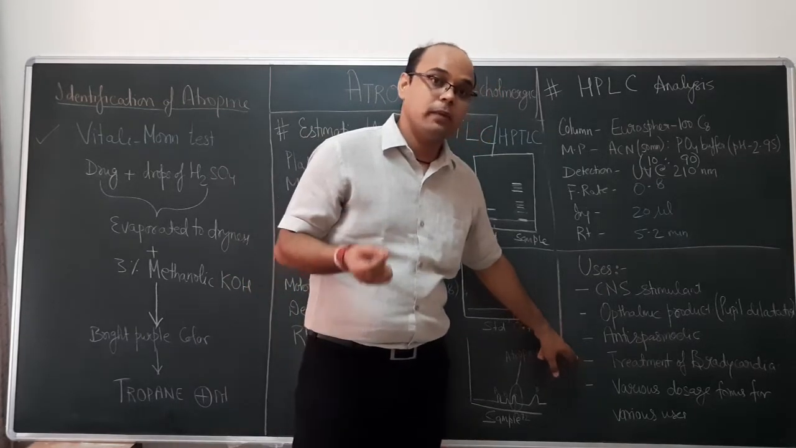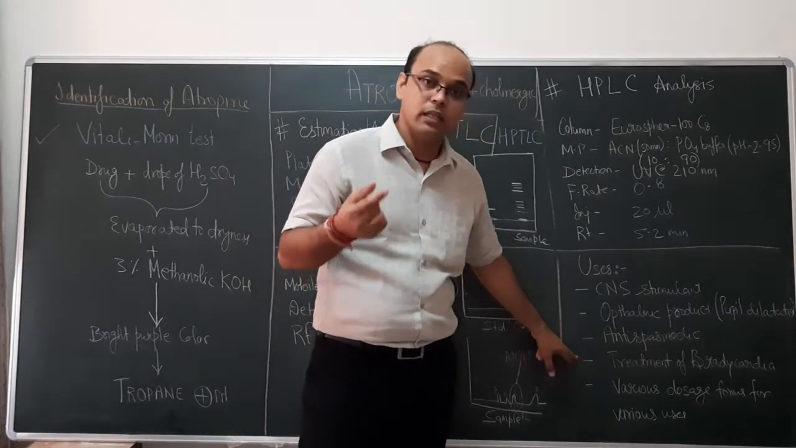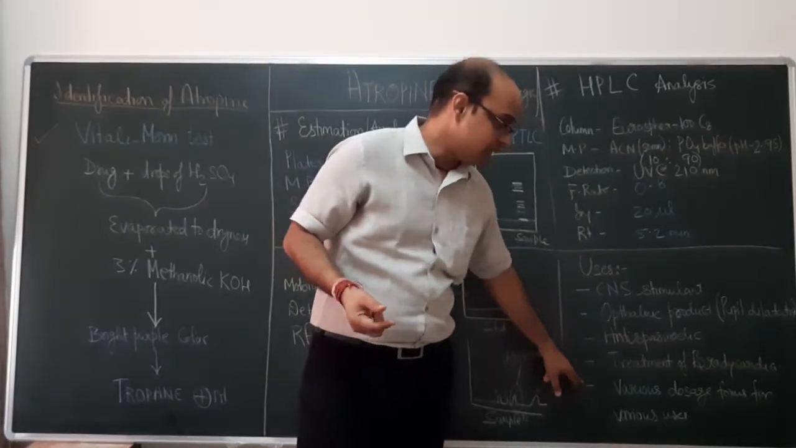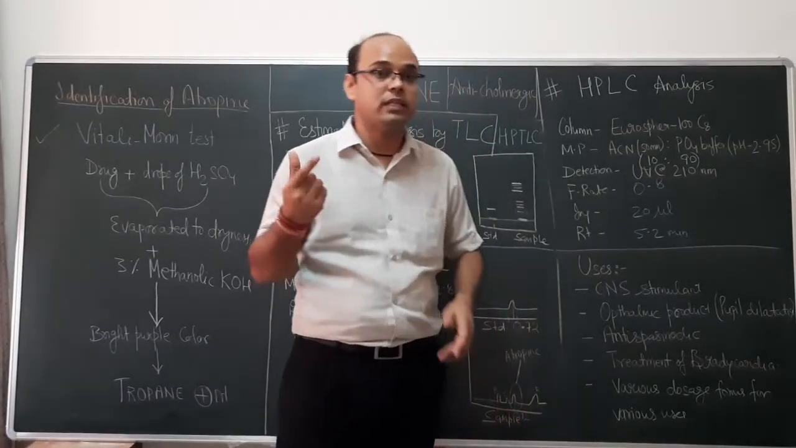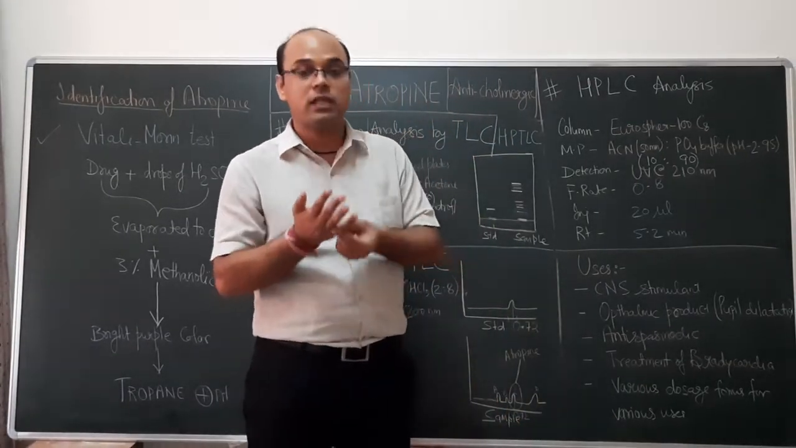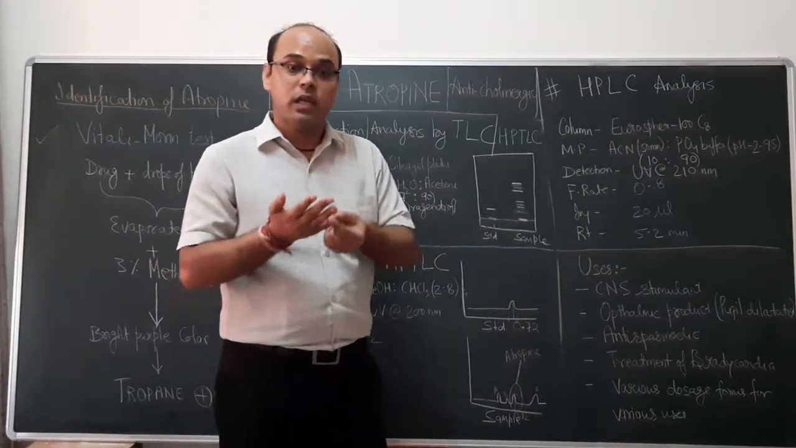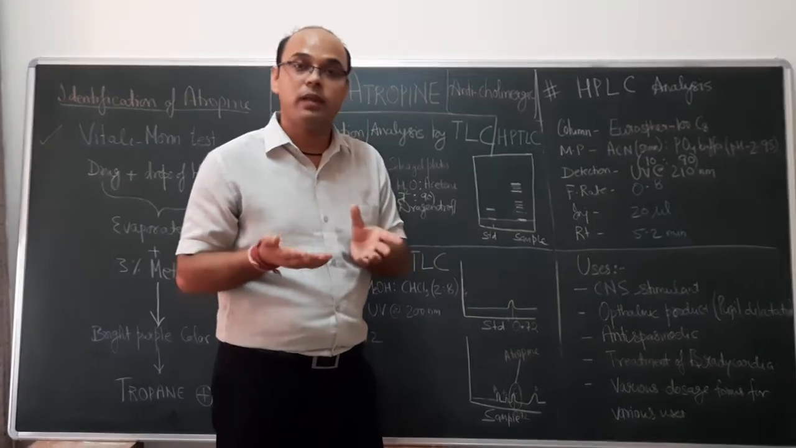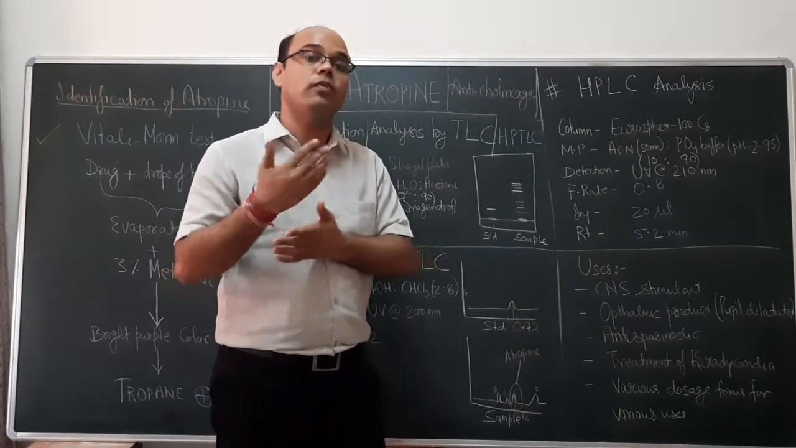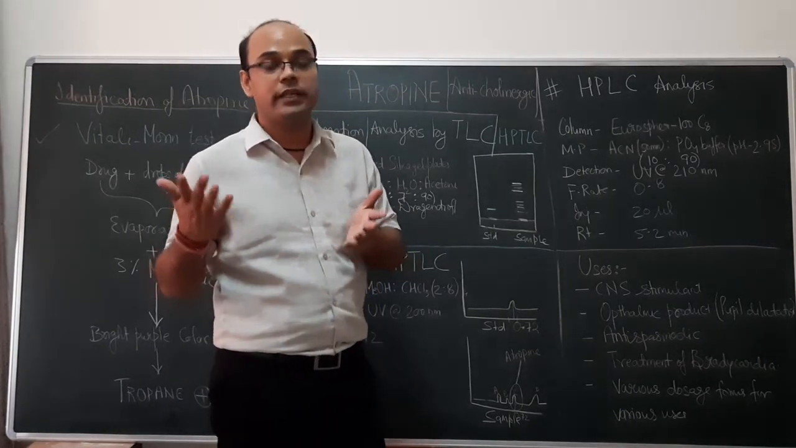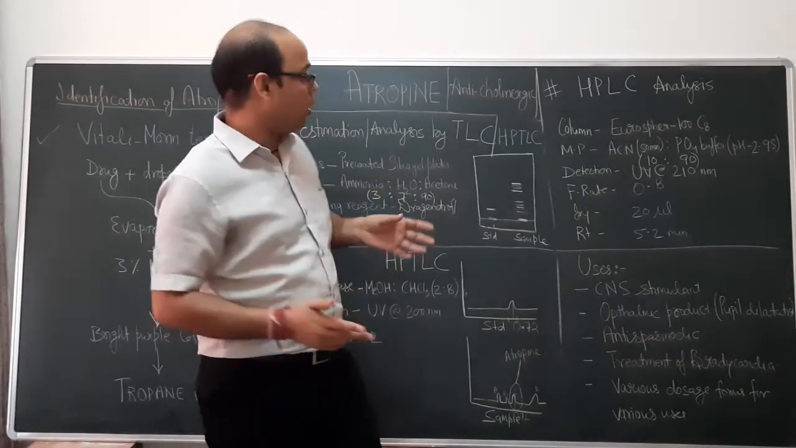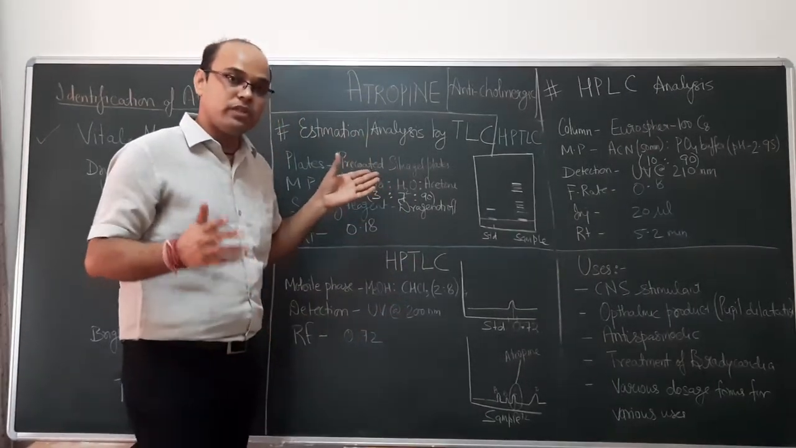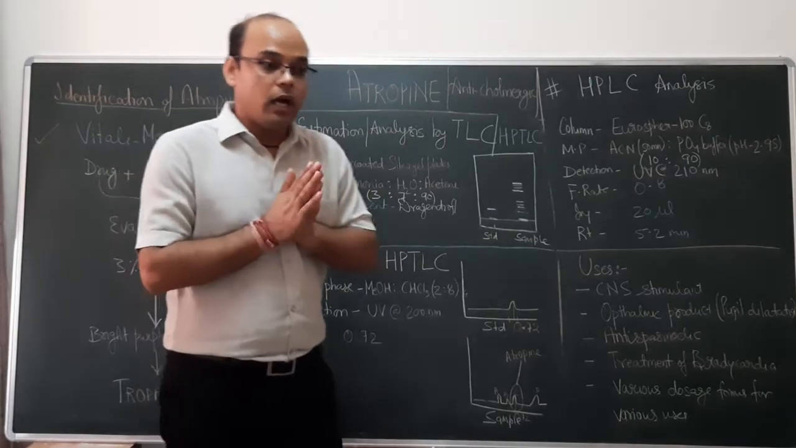It is used in the treatment of bradycardia to correct the increased heartbeats, and it is available in various dosage forms. It is available in the form of ointments, tablets, syrups, in the form of eye drops, and there are numerous dosage forms on the basis of various purposes for which it is intended to be used. So this is all about atropine, which is an anticholinergic drug.